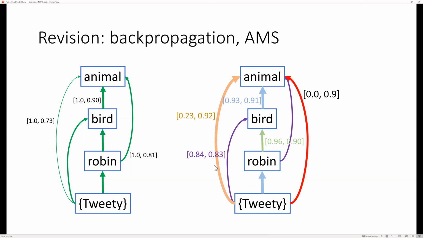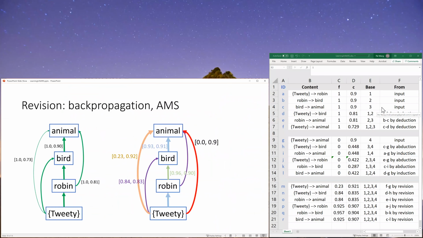For this simple example, NARS can actually exhaust all possibilities. So to make this clear, if you're interested, I actually have a spreadsheet prepared for this example. So you'll see here, this is the initial input.